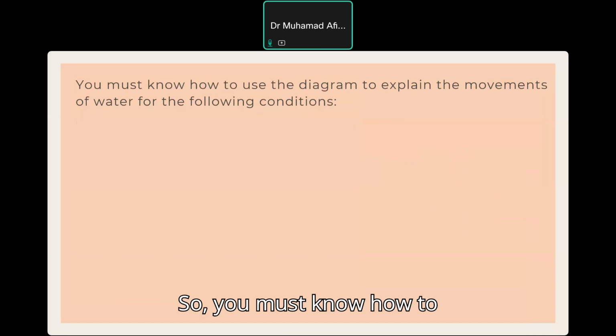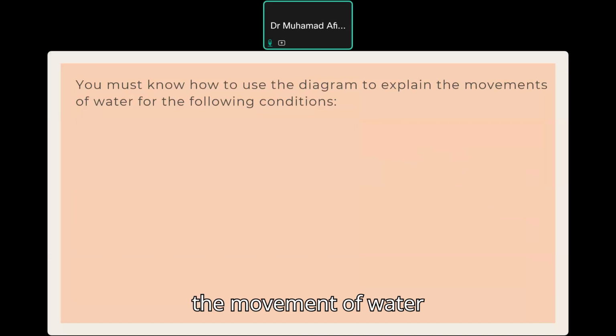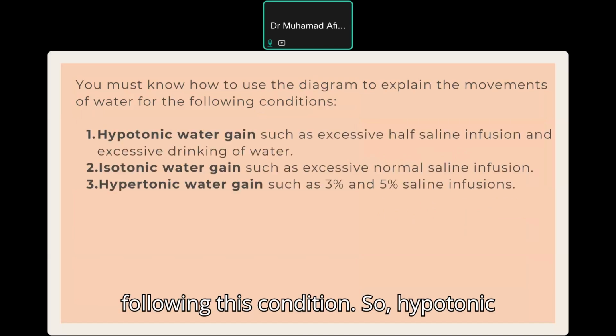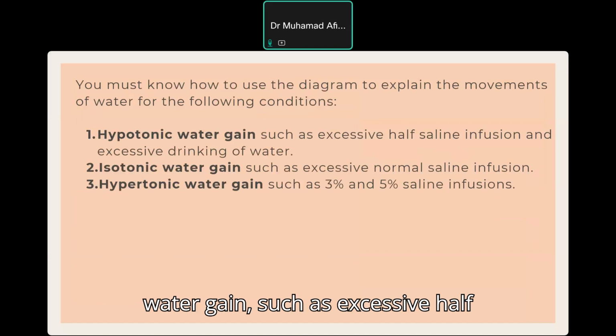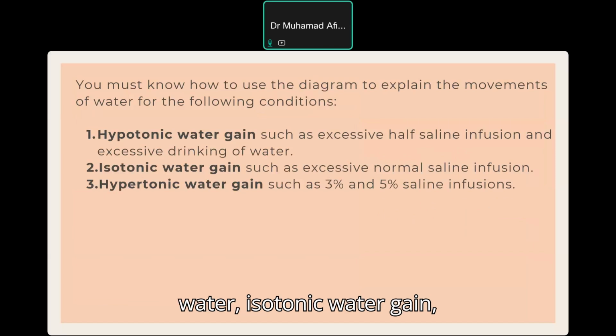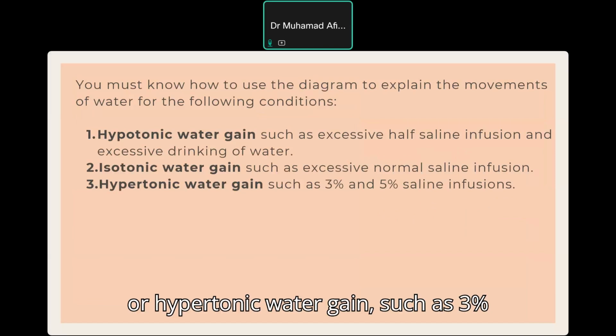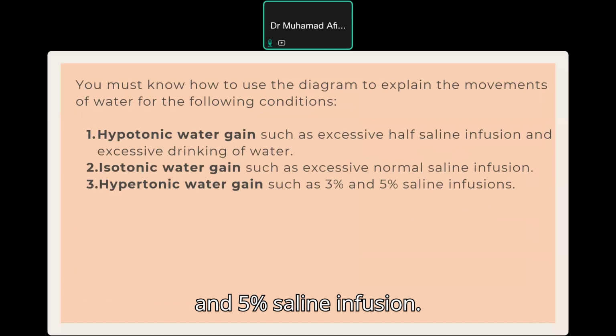You must know how to use the Darrow-Yannet diagram to explain the movement of water in these conditions. Hypotonic water gain, such as excessive fast saline infusion or excessive drinking of water. Isotonic water gain, such as excessive normal saline infusion, or hypertonic water gain, such as 3% and 5% saline infusion.